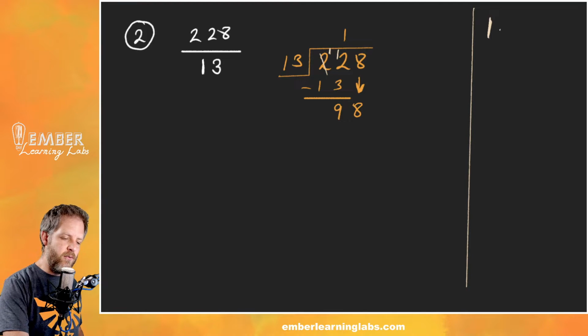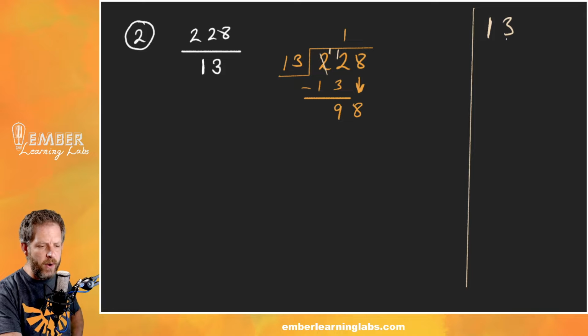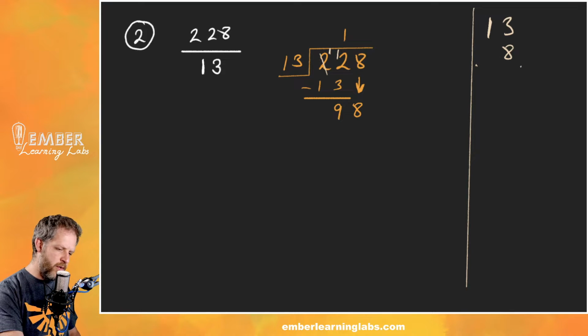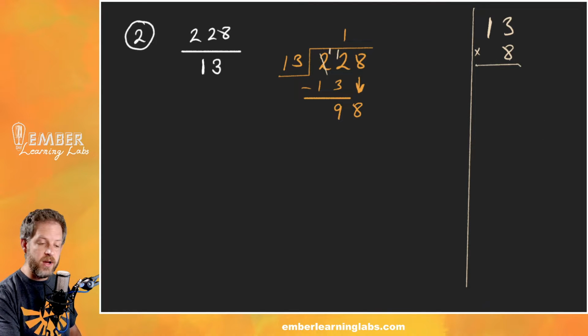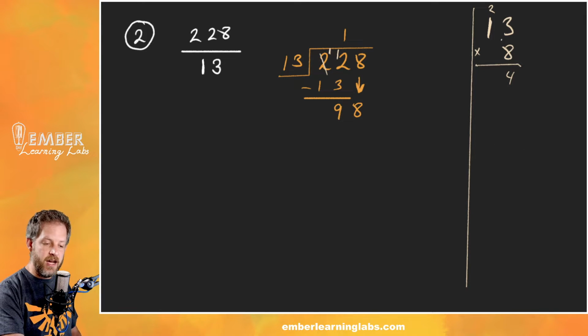But since I'm guessing that's probably not true, let's do this. So what are we going to guess? Well, 13 times 9 is probably going to be way too much, right? Because that's not going to go. So let's try 8 and see what happens. So 13 times 8. 8 times 3 is 24. 8 times 1 is 8, plus 2 is 10. That's bigger than 98, so we went too far. So we need to go down.